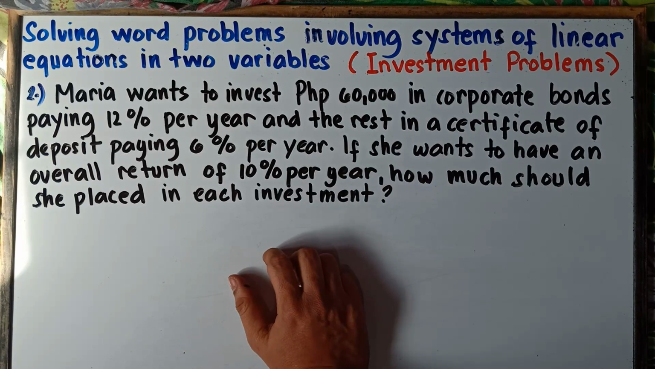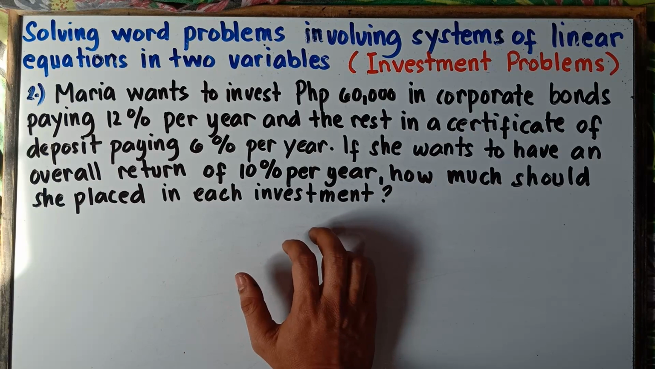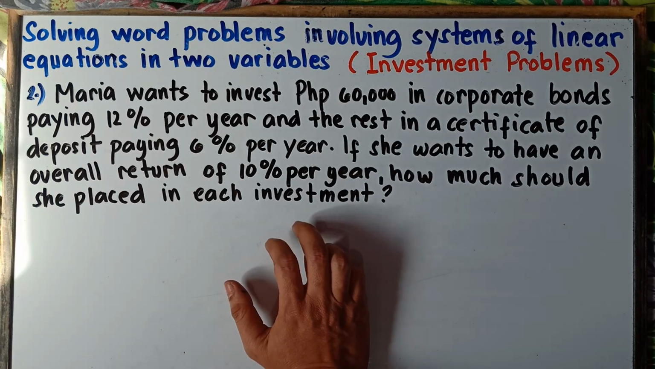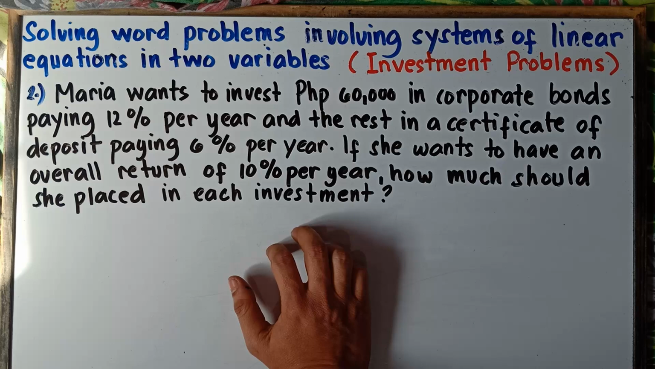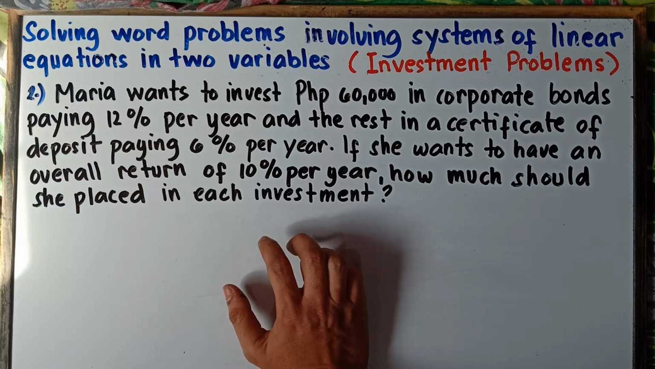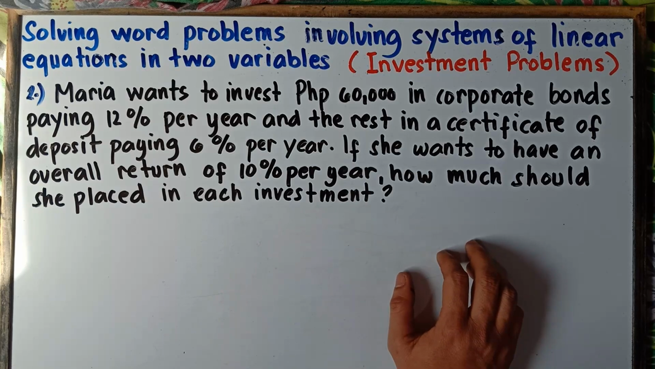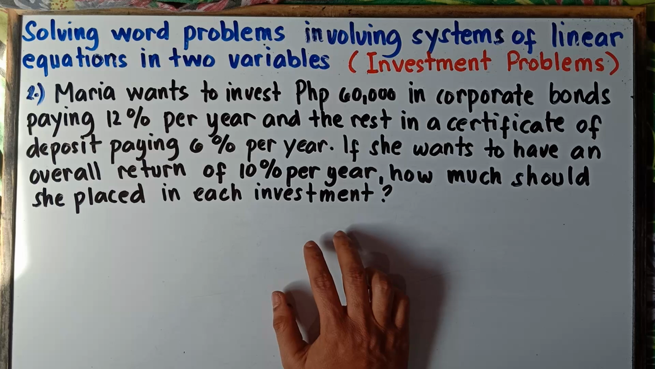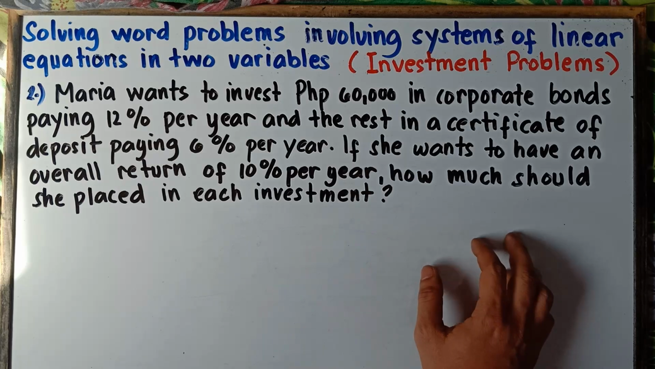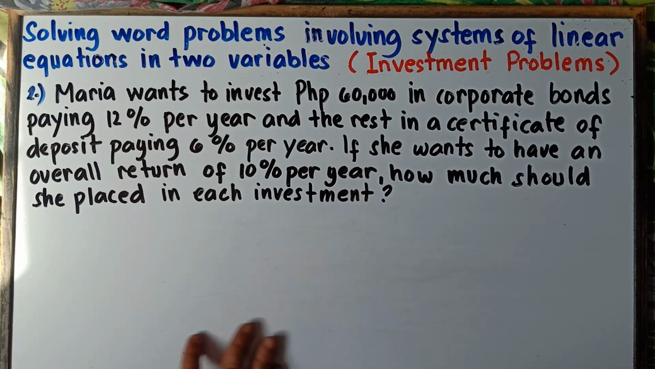Maria wants to invest 60,000 pesos in corporate bonds, paying 12% per year, and the rest in certificates of deposit, paying 6% per year. If she wants to have an overall return of 10% per year, how much should she place in each investment? Alright, so once again, class, you do it step by step.